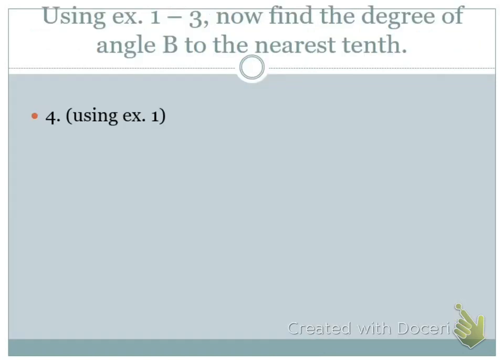Now our directions are to use examples 1 through 3 and find the degree of angle B to the nearest tenth. There are 2 ways that we can do that. One would be to set up our tangent ratio for angle B and solve it just like we were doing for angle A on 1 through 3. Or if we just sketch that triangle, it was a right triangle, right? Was angle A at the top or the bottom? Top.